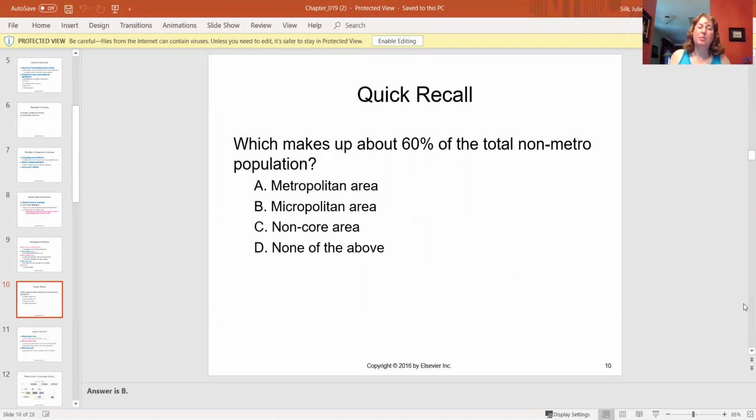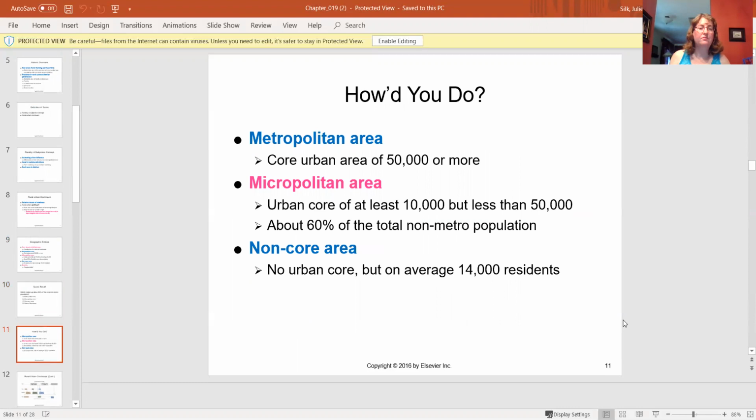Which makes up about 60% of the total non-metro population? Our answer is going to be B, the micropolitan area. Again, this just reviews what we just talked about. Metropolitan is a core urban area of 50,000 or more. Micropolitan would be an urban core of at least 10,000 but less than 50,000. And then non-core, no urban core, but on average 14,000 residents.